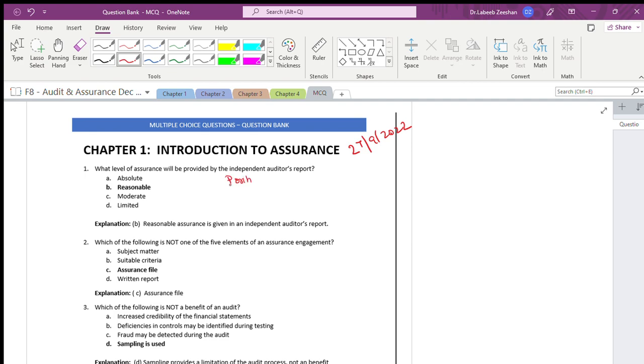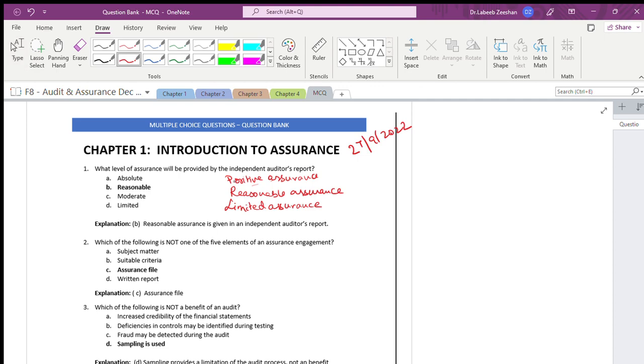One is positive assurance, which will never happen. The second one is reasonable assurance. Is it right? What is the third one? Negative assurance, or another name for that: limited assurance. Is it right? That's what we are learning.